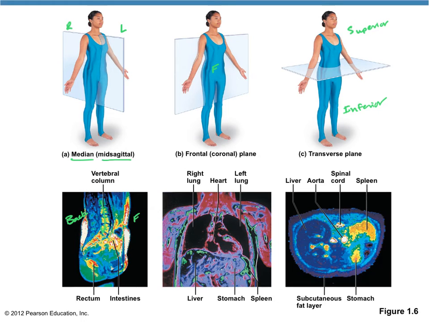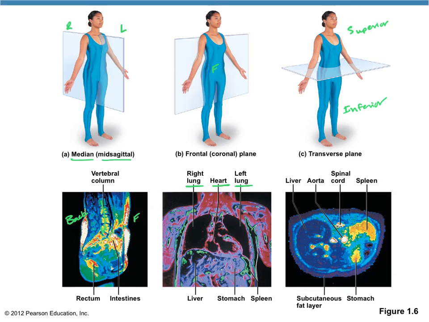If you look at the frontal or coronal plane, that allows you to see what both the right and left halves of the body look like. So in this diagram, you can see the right lung and the left lung and the heart, because you can see the entire width of the body from left to right.